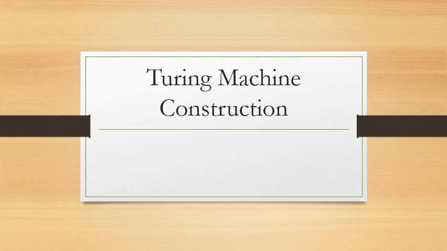What is a Turing machine? What is the purpose of a Turing machine? And then what is a move, how is a move in a Turing machine represented, and how can you describe the Turing machine, that's the instantaneous description of a Turing machine, and also the language accepted by a Turing machine we have seen. So in this session, we'll go through the construction of a Turing machine.